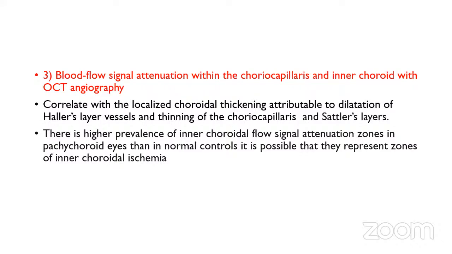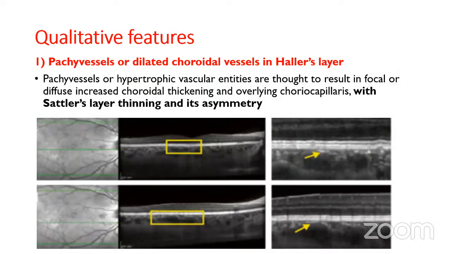And there is higher prevalence of the inner choroidal flow signal attenuation zones in pachychoroid eyes than in normal controls. Qualitative features: pachy vessels or dilated choroidal vessels in the Haller's layer. As we know, the choroid is divided into three parts: the outer Haller's layer, middle Sattler's layer, and the choriocapillaris. So in the outer Haller's layer, we can see the dilated choroidal vessels.